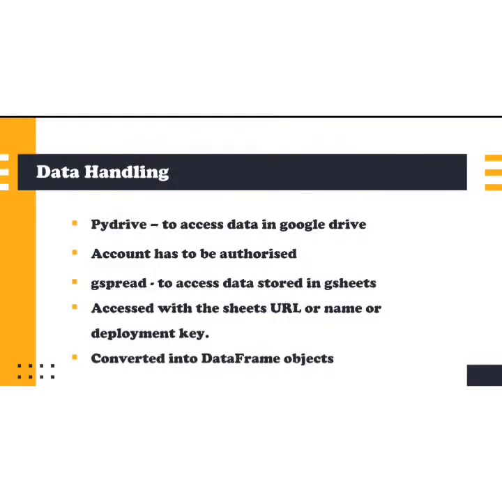Data handling in Google Colab. To access the documents in the Google Drive, the Colab takes the help of PyDrive, a high-level Python wrapper which allows the user to easily upload, download, and delete files in one's Google Drive from a Python script. Before accessing the documents in the drive, the account has to be authorized or verified. To transfer the data from Google Sheets to Google Colab, the GSpread library is used. The required Google Sheet can be accessed by its URL, name, or deployment key. For efficient handling of data, it is converted into data frame objects using the Pandas library.